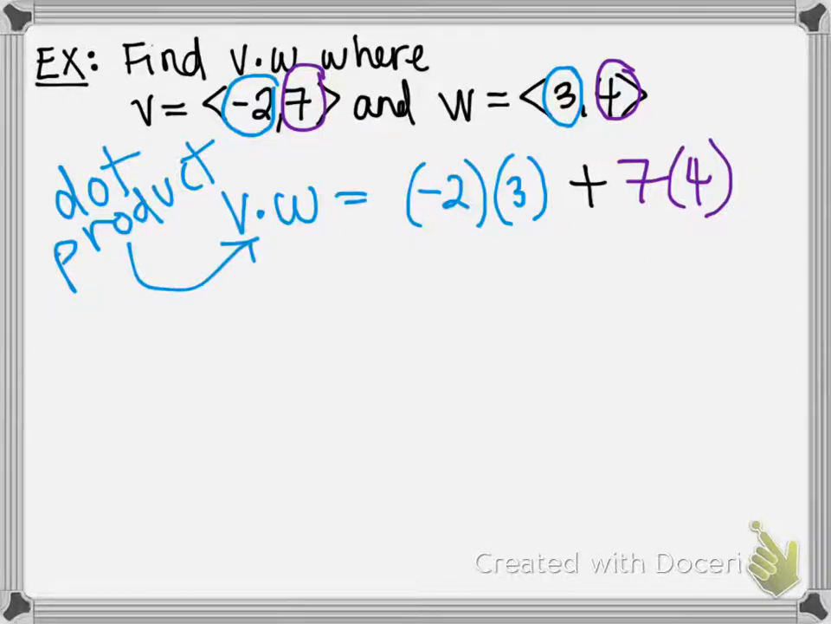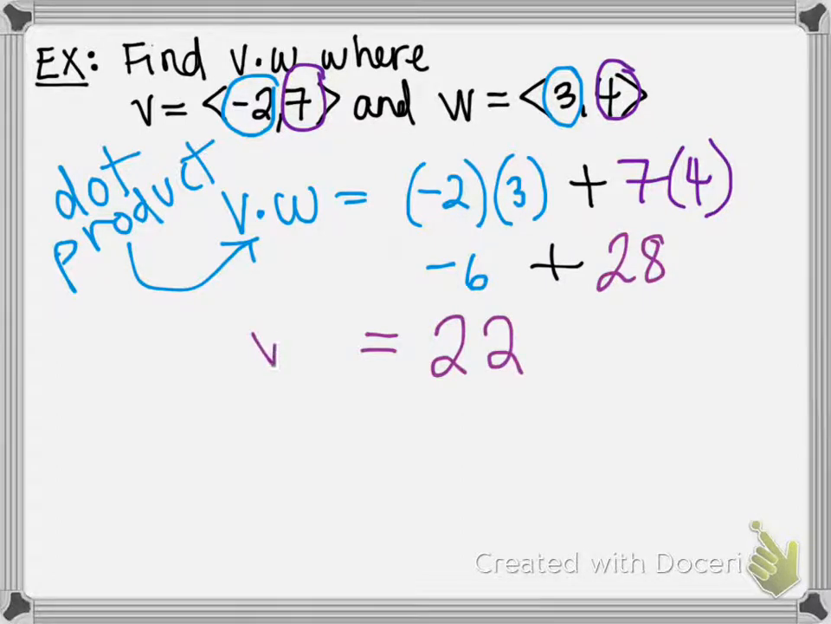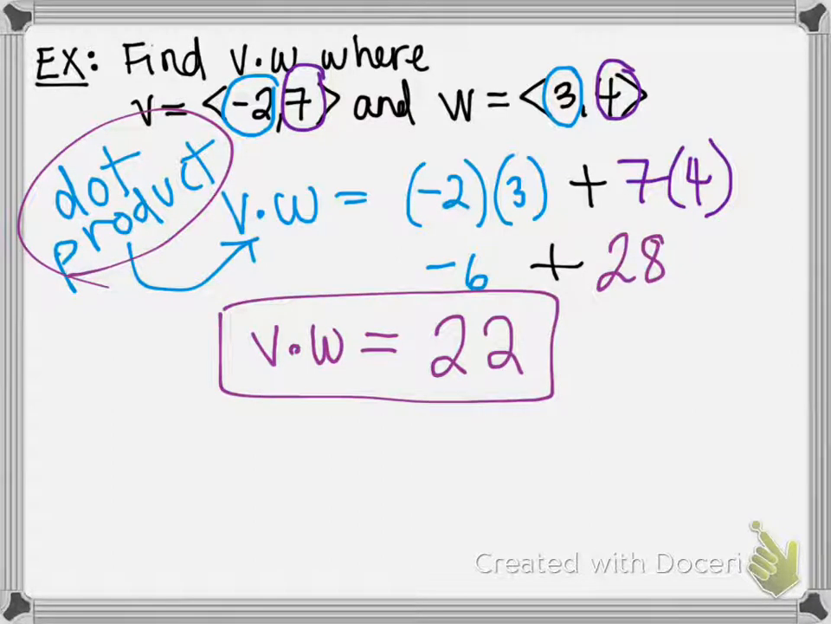So now just do the math. It's going to be -6 plus 28. And that totals to, good Lord, basic math, sorry, 22. So v times w, or my dot product, for these two vectors is 22.